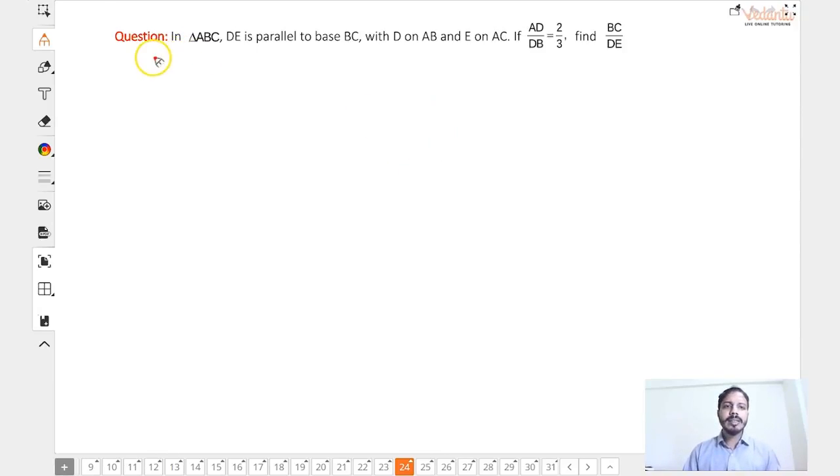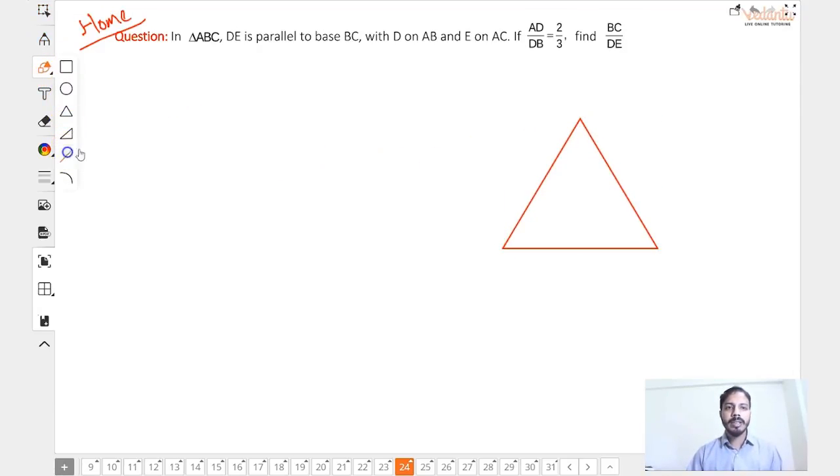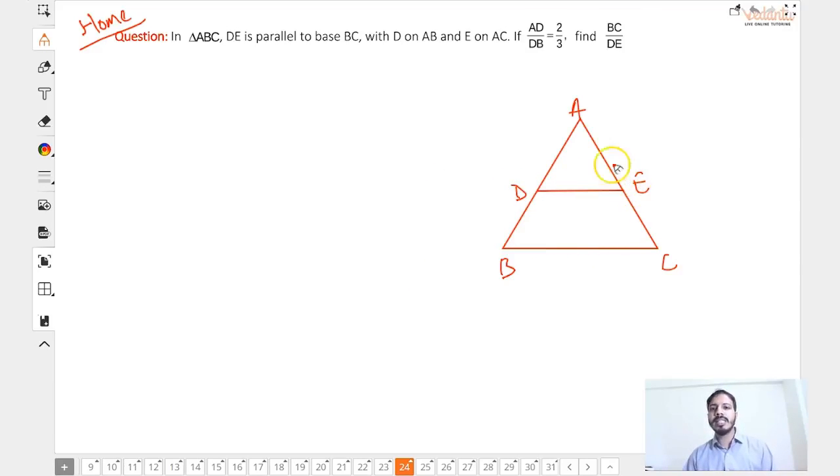Let's do one thing, guys. Take this question as your homework, or assignment. Let me draw this triangle. Suppose ABC is a triangle and DE is parallel to the base. Note it down guys, D is on AB and E is on AC. Now AD by DB is given as 2 by 3. So you need to find out the value of BC by DE. This is very simple.